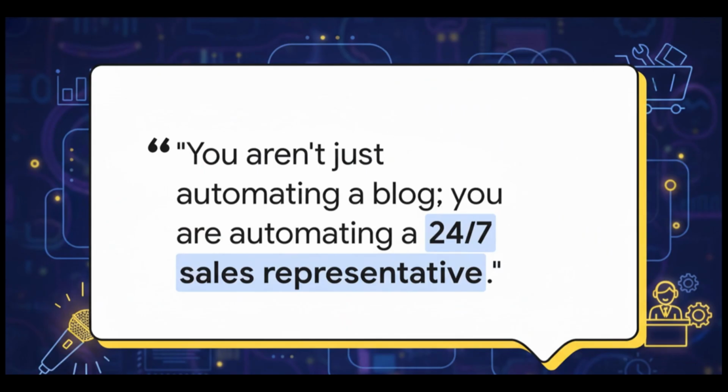Because when you use that RAG technique, when you give the AI access to your live product inventory, the system doesn't just write a blog post. No way. It writes a blog post that answers a real customer question, and then it naturally, perfectly recommends the exact product from your store that solves their problem. It stops being a writer and it becomes a salesperson, one that works for you 24/7.